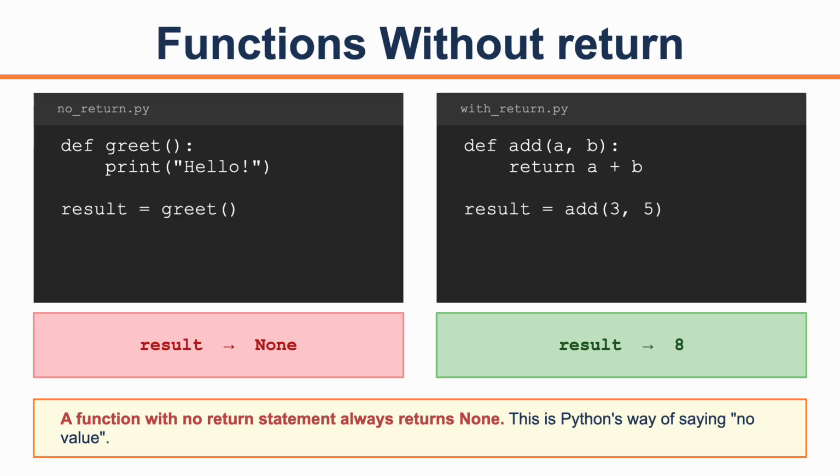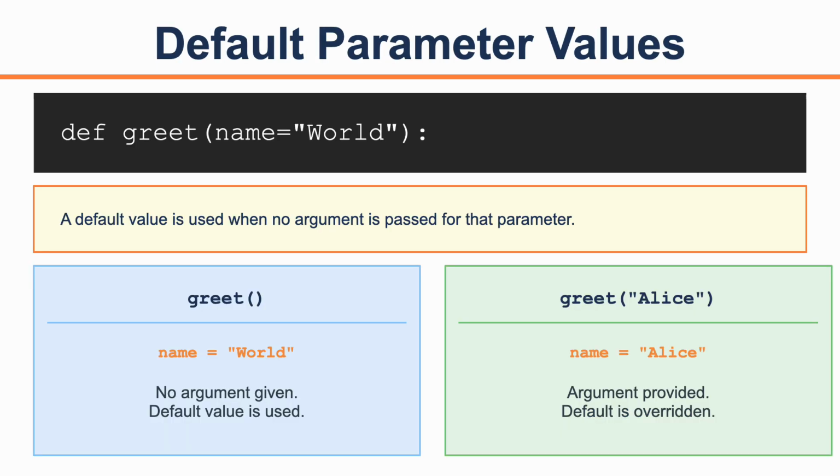What happens when a function has no return statement? Python still returns a value. That value is None. None is Python's way of saying there is nothing to give back. If you store the result of calling such a function, the variable will hold None, not a number or a string. A default parameter value is a fallback.